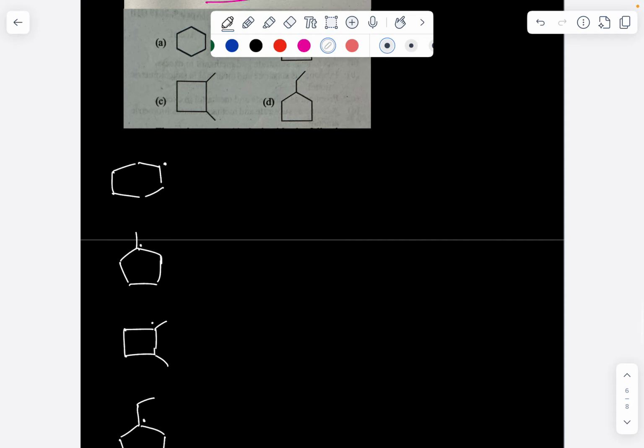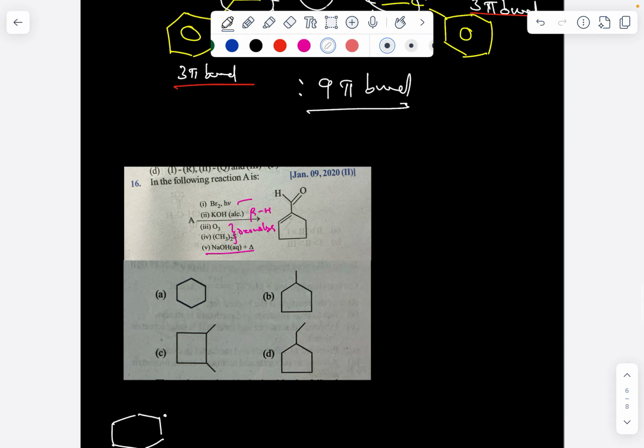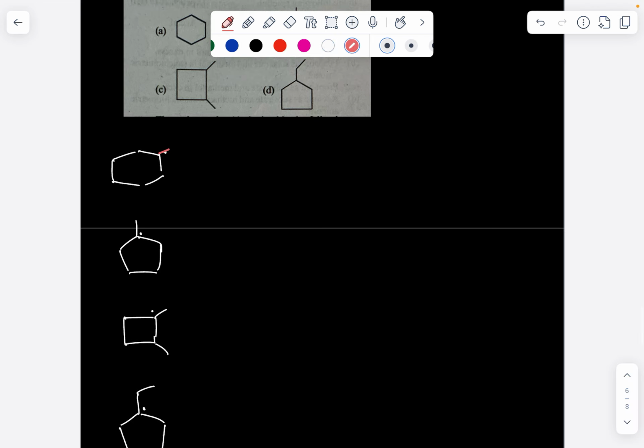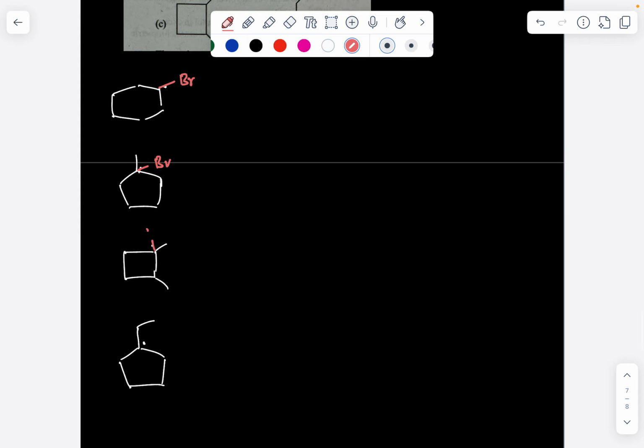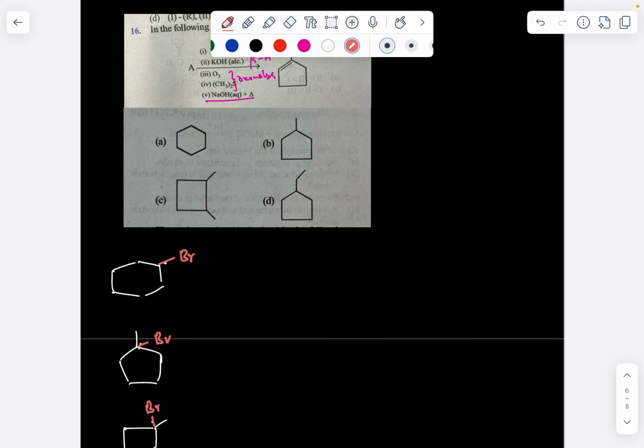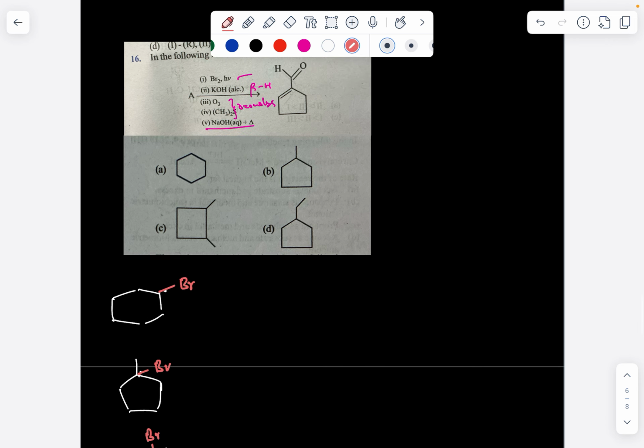After homolytic bond breaking, you add bromine, and definitely the bromine is going to be attached at this position and this position. So Br and Br. Then you do the beta hydrogen elimination. Beta hydrogen elimination follows the Zaitsev rule.